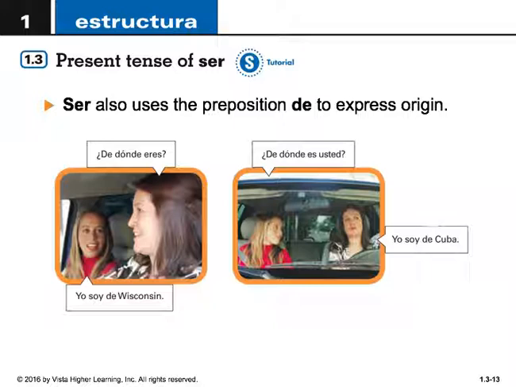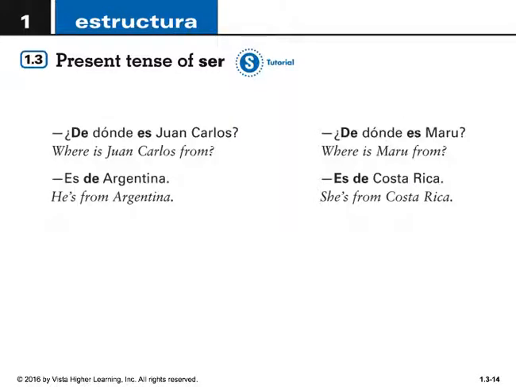Ser also uses the preposition de to express origin. ¿De dónde eres? Yo soy de Wisconsin. ¿De dónde es usted? Yo soy de Cuba. O, otros ejemplos, ¿de dónde es Juan Carlos? Es de Argentina. ¿O de dónde es Maru? Es de Costa Rica.